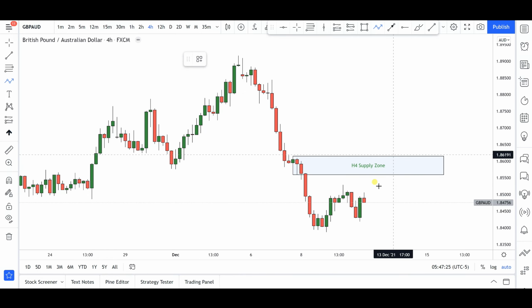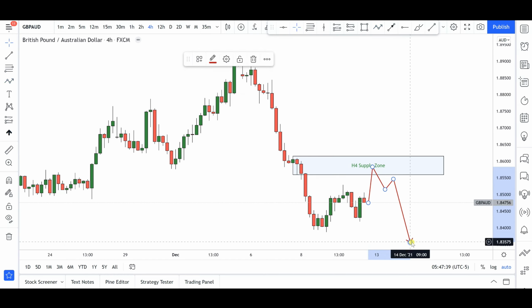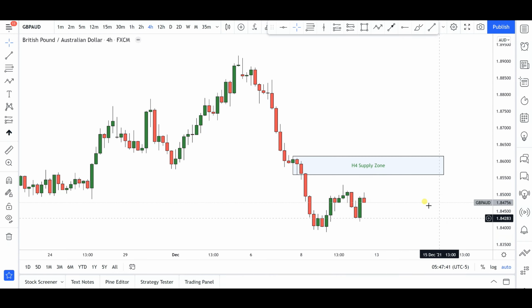So what I would love to see as we go into next week is for price to give me a push into this particular supply zone that we have on the 4 hours time frame, and then from here, any reversals to the downside, I'll be looking for an opportunity to go short for further continuations to the downside. That's pretty much my game plan for British pounds, Australian dollar.